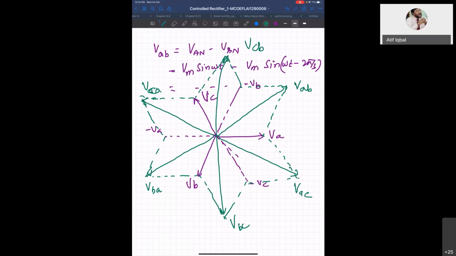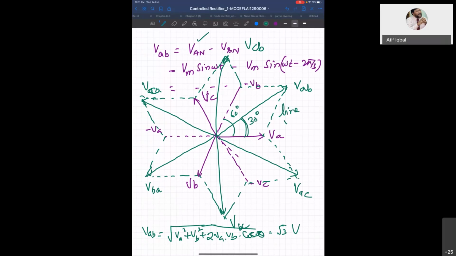You can find the magnitude of the line voltage. We have already found this before. How do you find the line voltage, say VAB? Either you use the trigonometric relation, or you can find it by using the parallelogram law: VA square plus VB square plus 2 times VA times VB times cos theta. And this theta is 60 degrees. So this will give you root 3 V. This we have found before. And what is this angle? This angle is 30 degrees. So the line voltage leads by 30 degrees.